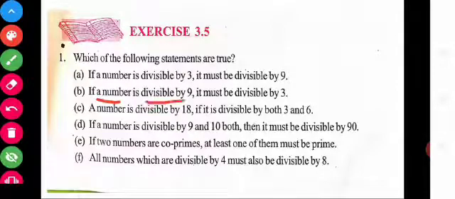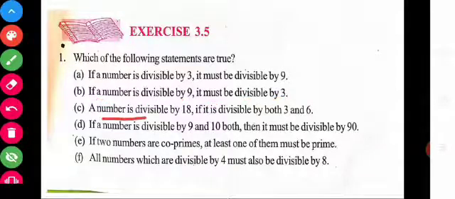Read the next one. If a number is divisible by 9, it must be divisible by 3. Is it true or false? True, because if a number is divisible by any number, then it is divisible by each factor of that number. There 3 is the factor of 9. So 27 divided by 9 is equal to 3, and 27 divided by 3 is equal to 9. So the statement is true.